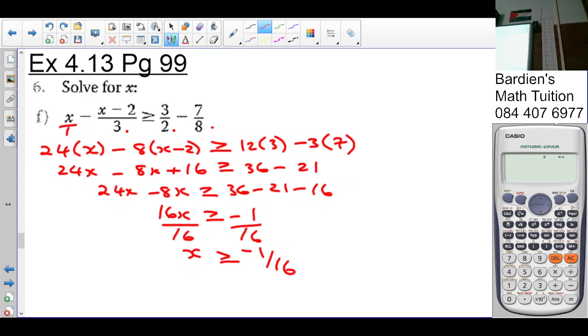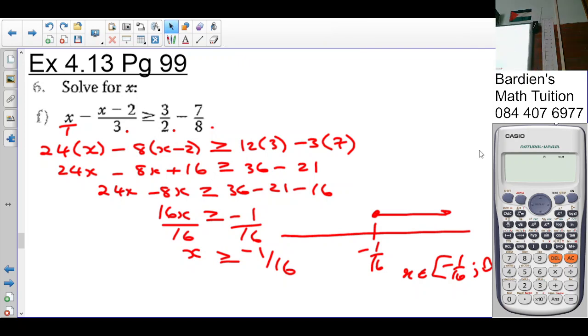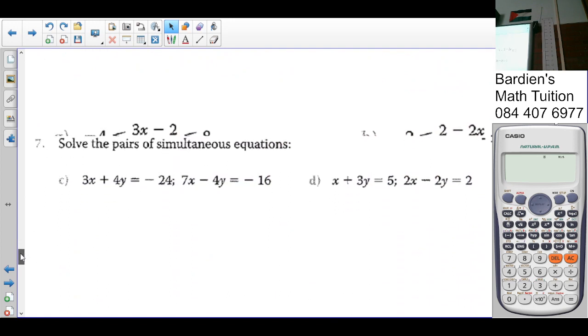If they asked you to illustrate that answer on the number line, minus 1 over 16, closed circle. X is more than. There we go. If the question was to write this in interval notation, I say x is an element of block or curve bracket? Block, minus 1 over 16. Always the smaller number is on the left hand side. So it's going from minus 1 over 16 to infinity, and there's a curve bracket. Okay. People, that basically brings us to the end of this chapter.